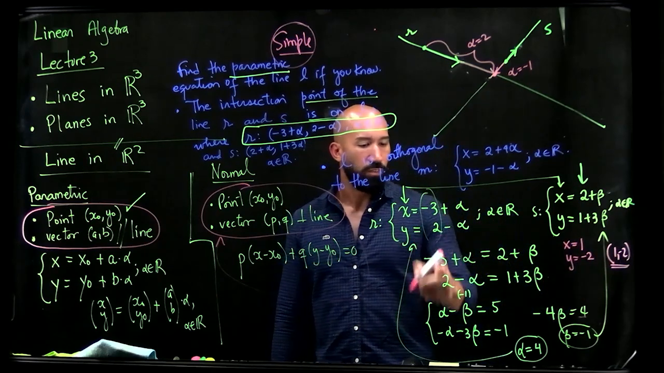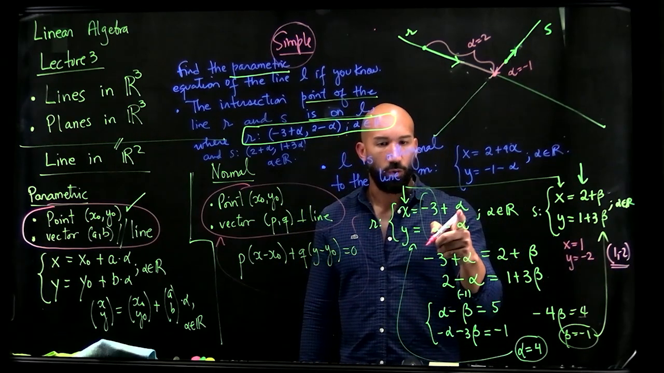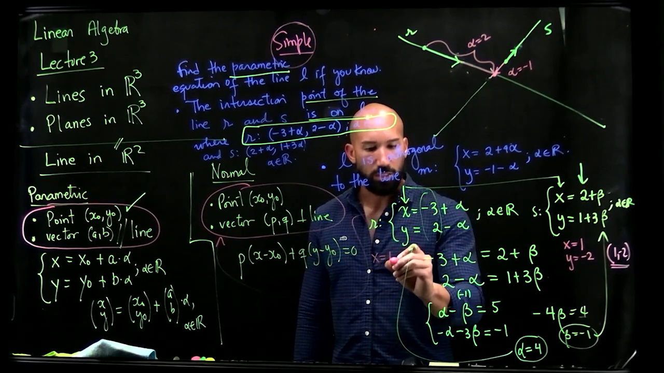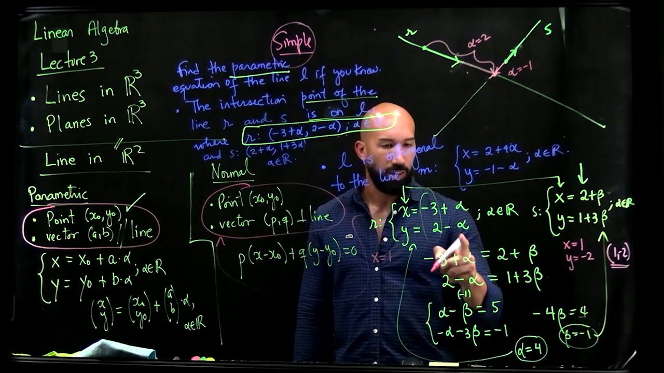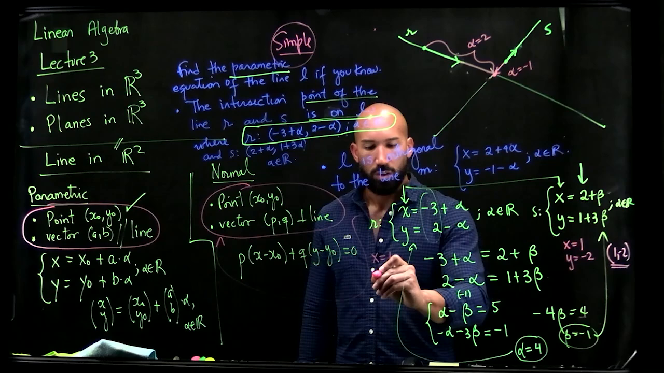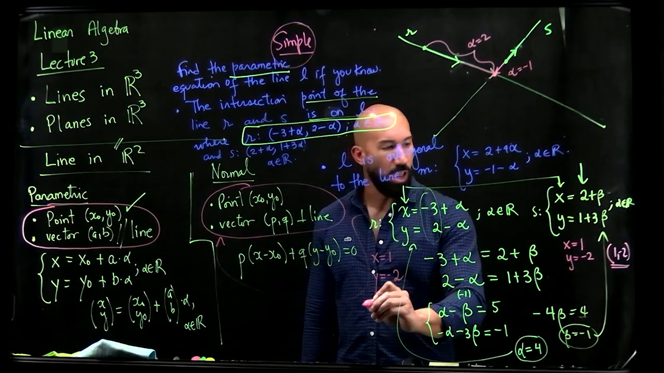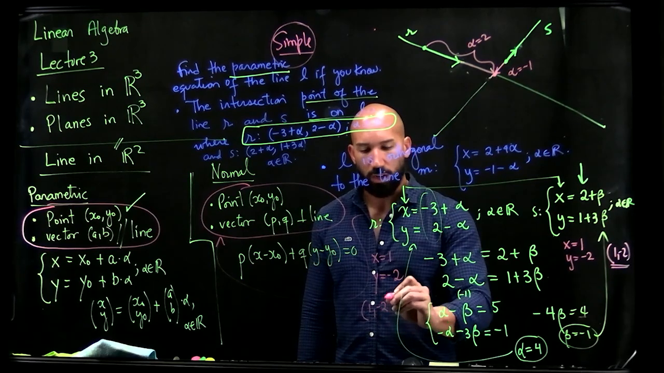So if alpha is now 4, minus 3 plus 4 is giving us x equal 1. Alpha is 4, so 2 minus 4 gives us y equals negative 2. Again, the intersection point is 1, negative 2.